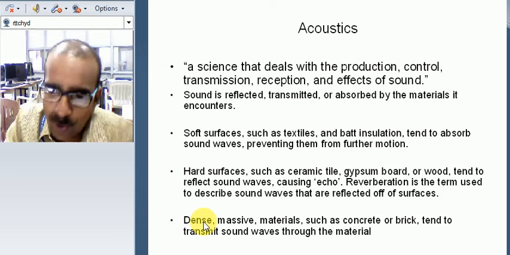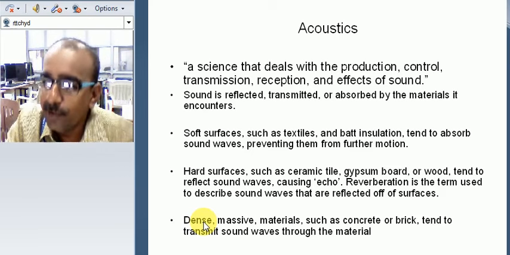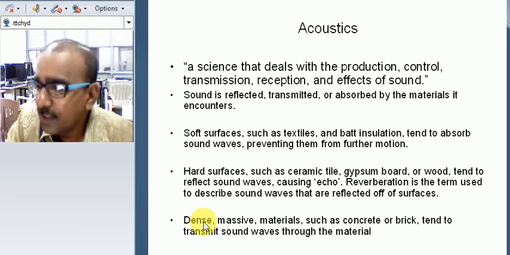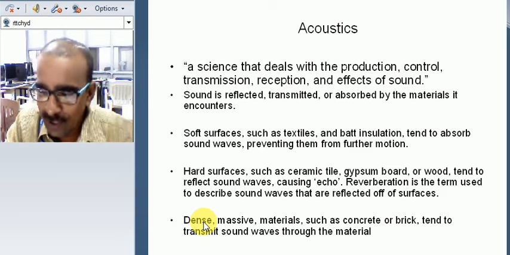Reverberation is another term which is most important in the study of acoustics. Reverberation is the term used to describe the sound waves that are reflected off the surfaces. There is a little difference between echo and reverberation. Echo is a resound. Reverberation only deals with the reflected waves, as shown in the third paragraph.